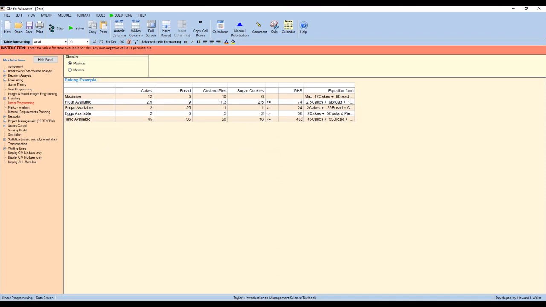So if our information's been entered correctly, we took a relatively straightforward problem, so it's quite simple to solve. The only real challenging aspect of this problem was ensuring that we had everything in the same units of measurement. So let's hit solve.